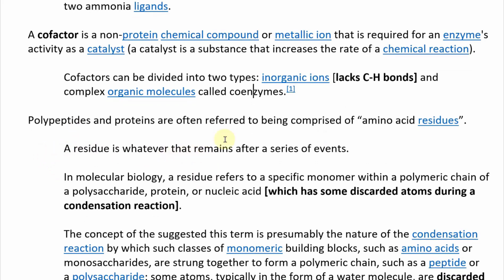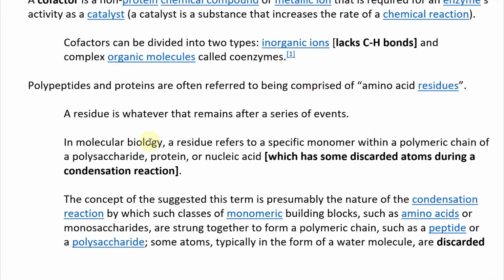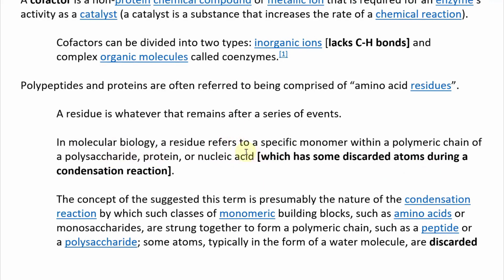So polypeptides and proteins are often referred to as being comprised of amino acid residues. You'll hear this a lot. And a residue is whatever remains after a series of events. So in molecular biology, a residue refers to a specific monomer within a polymeric chain of a polysaccharide, protein, or nucleic acid, which has lost some atoms during a condensation reaction, where you're combining two or more molecules into fewer molecules, or one molecule.